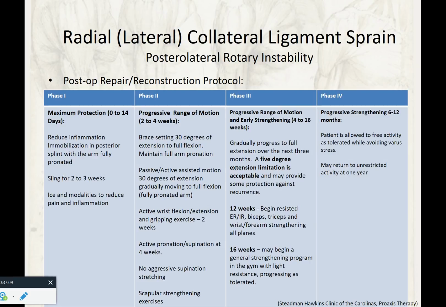Here you can pause it. This is looking at a post-op repair or reconstruction protocol for LCL reconstruction. The goal of this class is not to go into depth regarding the protocols, but I do want you to get an idea, based on normal healing times and things of that nature, what activities may be appropriate at what time during rehabilitation.